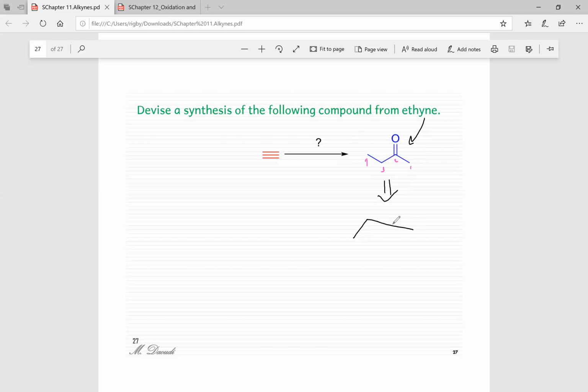So to do this, we would do this with a terminal or with an internal alkyne. I'm about to show both ways, and I'm going to tell you the one that I prefer. So this is an example of where we have two possible ways to do this, but one may be preferred over the other, and one may not.